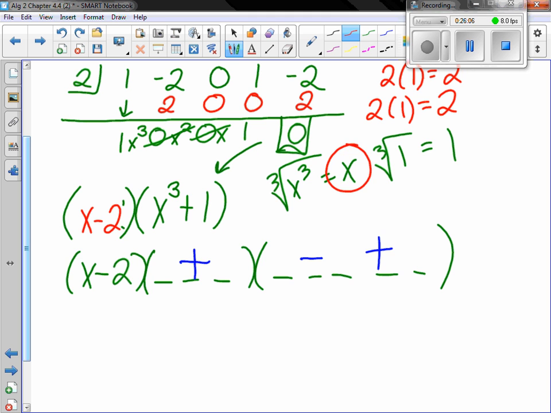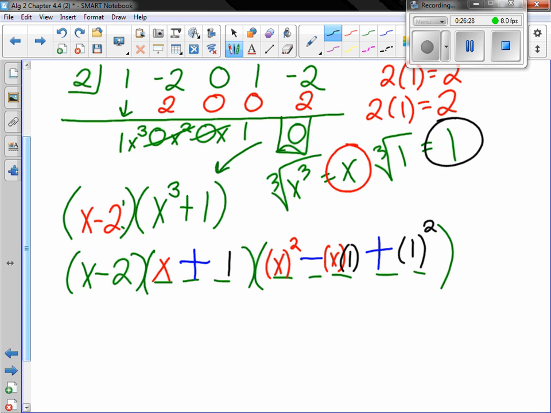Now we can plug in our a term, x. Here we'd have x, here we're going to have x squared, and here we will just have x. Our b term is 1, so in our first set of parentheses, we'd have 1, nothing, 1 to the first, and then 1 squared.